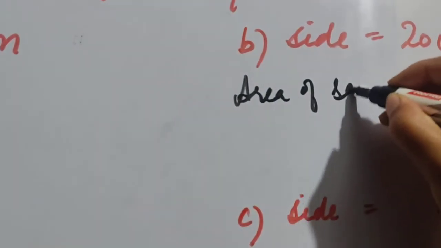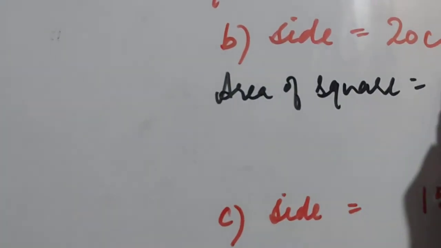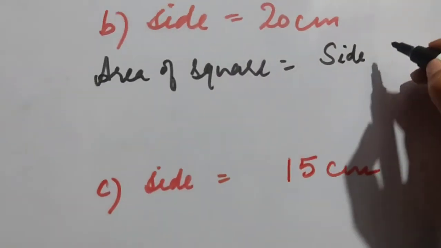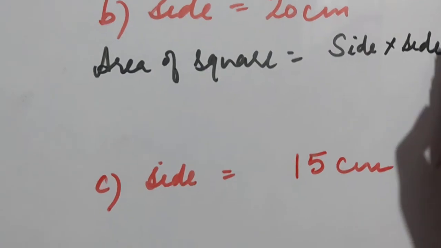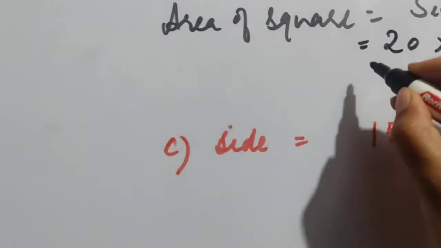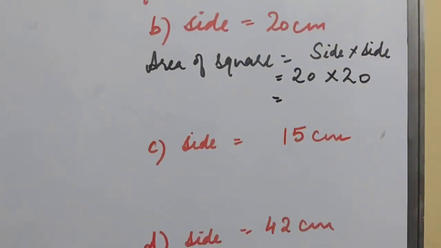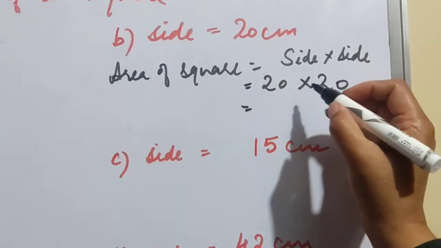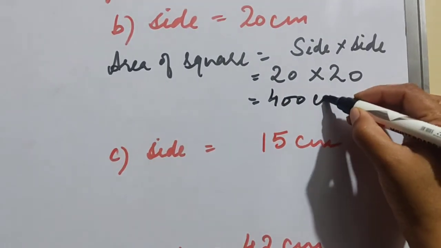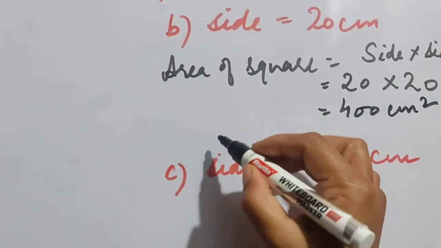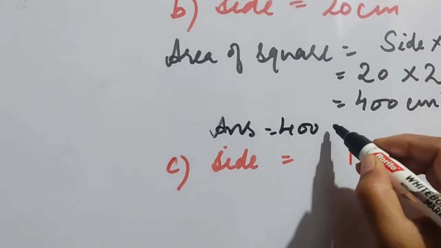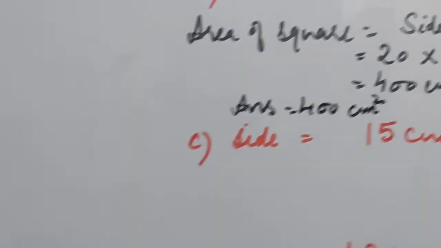Area of square is equal to side multiplied by side. So that means 20 multiplied by 20. Now if you don't know how to do it mentally, you can do it in the rough column. 2 2s are 4, 2 zeros are there, so centimeter square. So what is the answer? Got it?